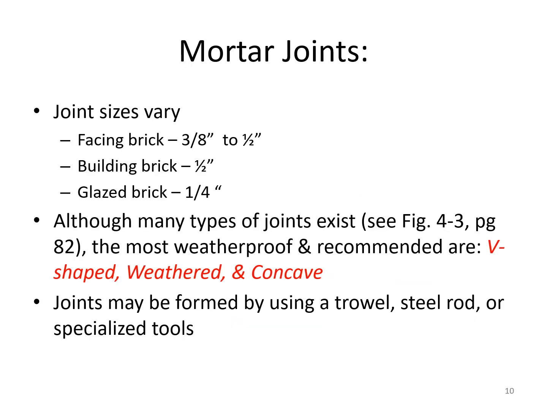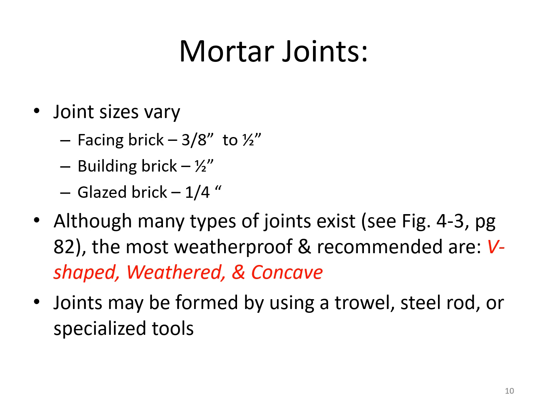So, mortar joints. Joints vary. The facing brick type, 3/8 to a 1/2 inch. Building brick are right around a 1/2 inch for the joint sizes, and for glazed brick, even as little as a 1/4 inch. Although many types of joints exist, and we'll take a look at those, the most weatherproof and recommended are V-shaped, weathered, and concave. Those really help the joints be a lot more efficient than a simple flat joint.